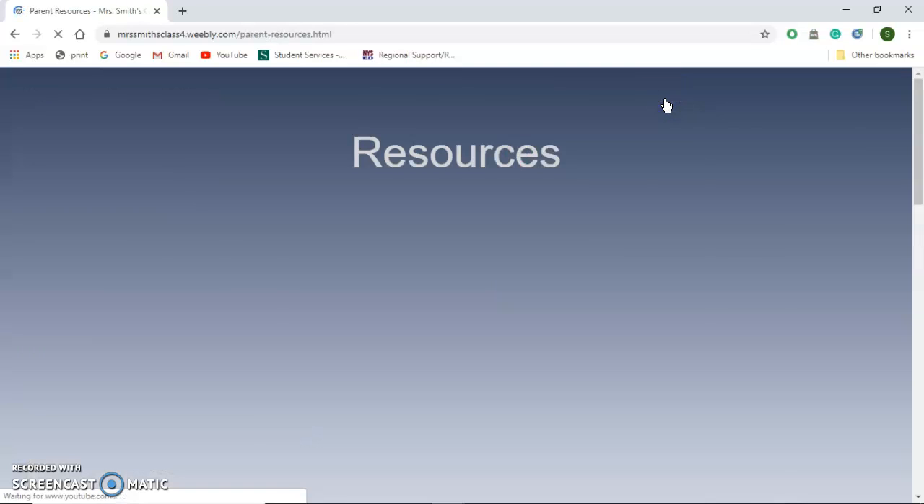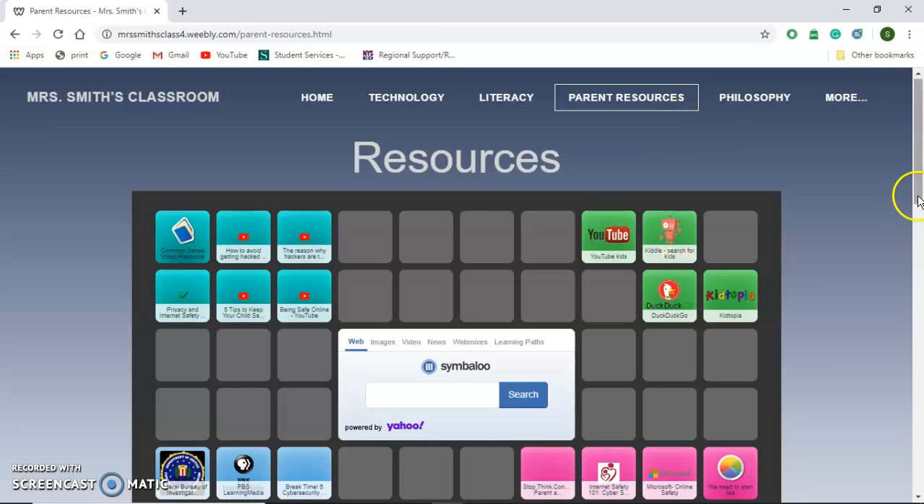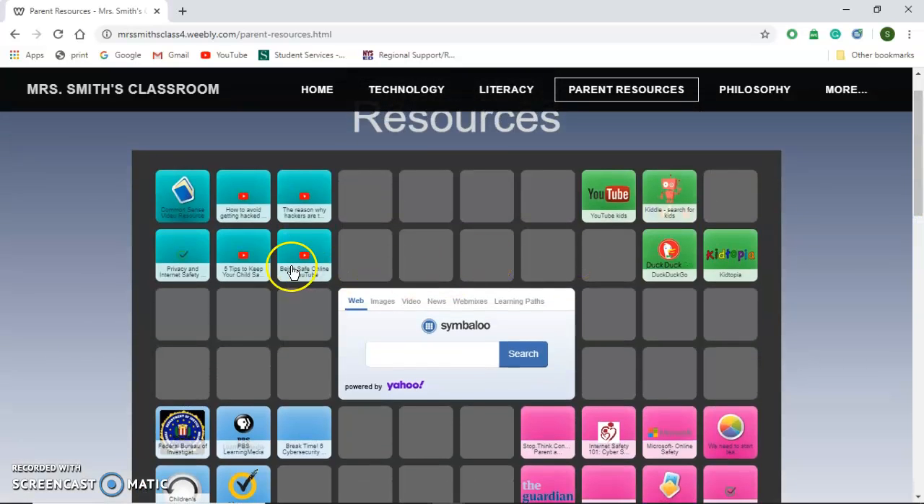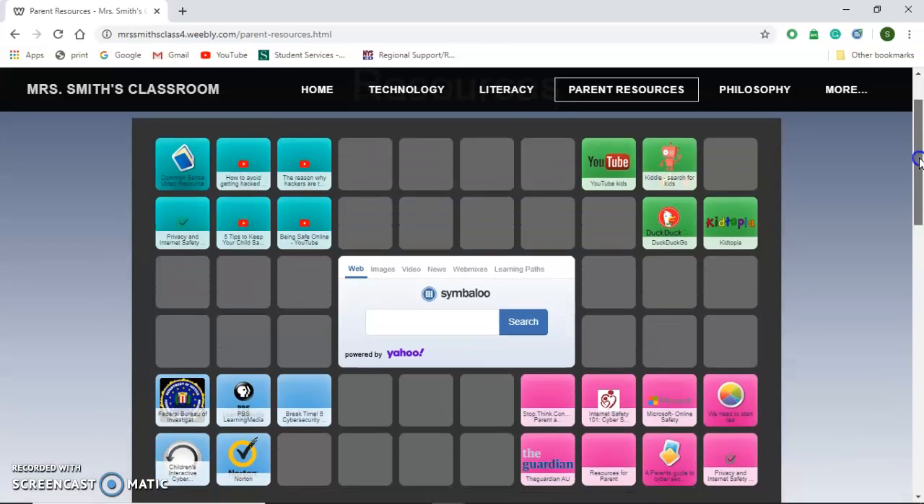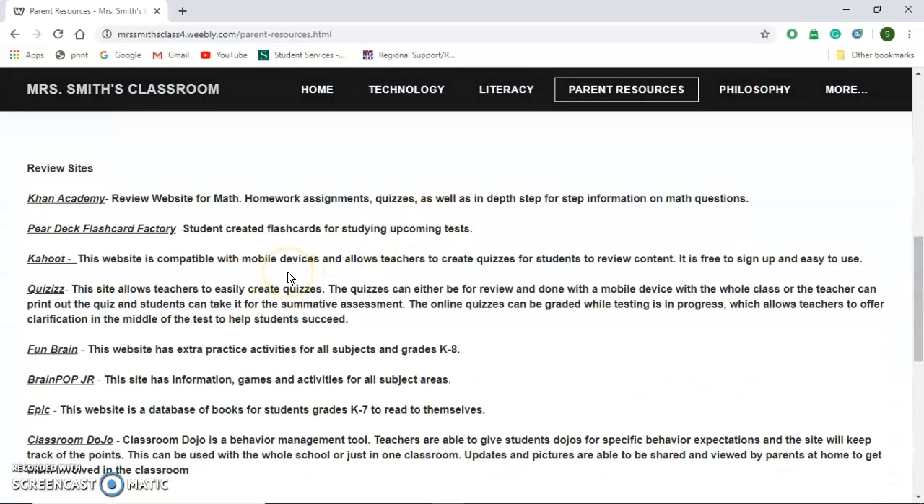Back up at the top, I included some parent resources. Here is my Symbaloo for parents to look through different links. And down here are some review sites for parents to work on at home with their students.